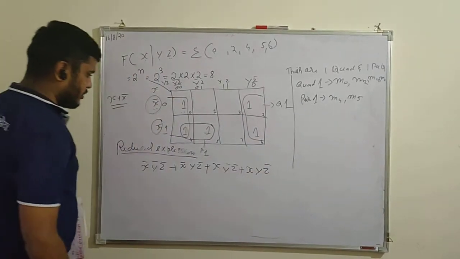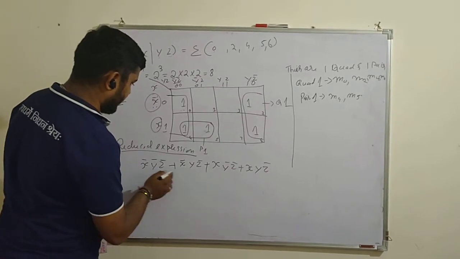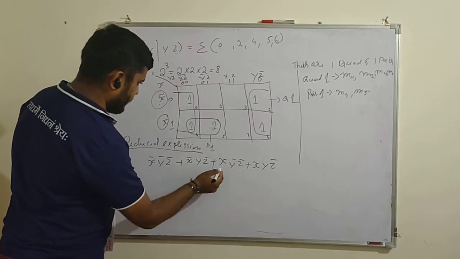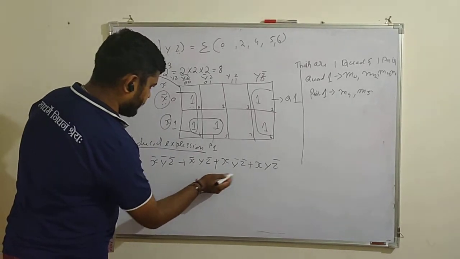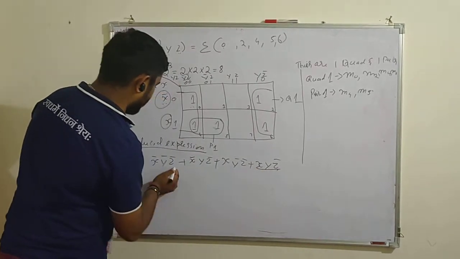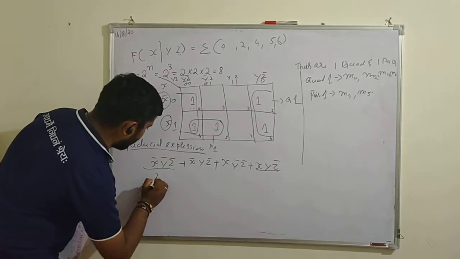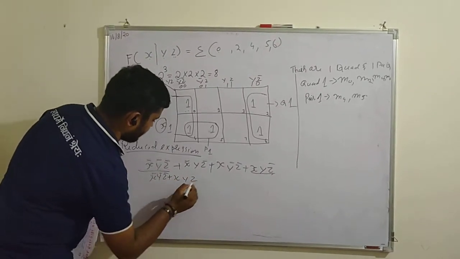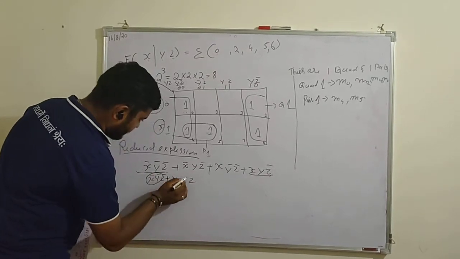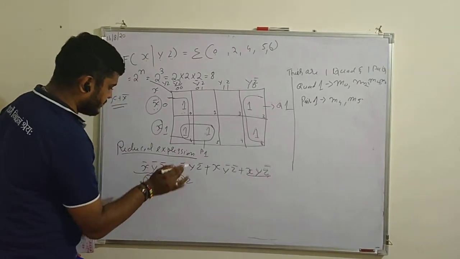Okay. Now what you should do? You should remove them, right? Now here, let me take first one, this one. Okay. So now what happens? x bar y bar z bar plus x y z. So what is removed here? These things are removed because x plus x bar is 1.